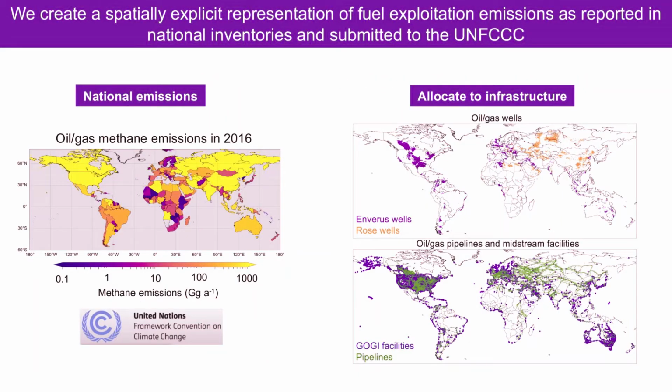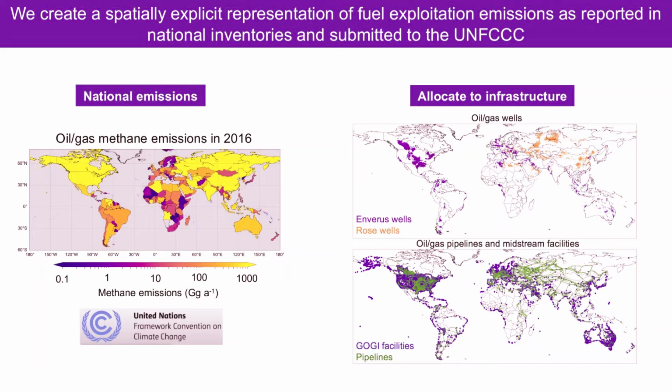So for this project, our goal was to start out with those policy relevant emissions and then create a spatial inventory that could be used as a prior estimate of emissions in our inversions. And so we start out with those national emission estimates as reported to the UNFCCC. And so that's what I'm showing on the left here in the map. This is oil and gas emissions for 2016. And we also do coal. I'm only showing oil and gas here.